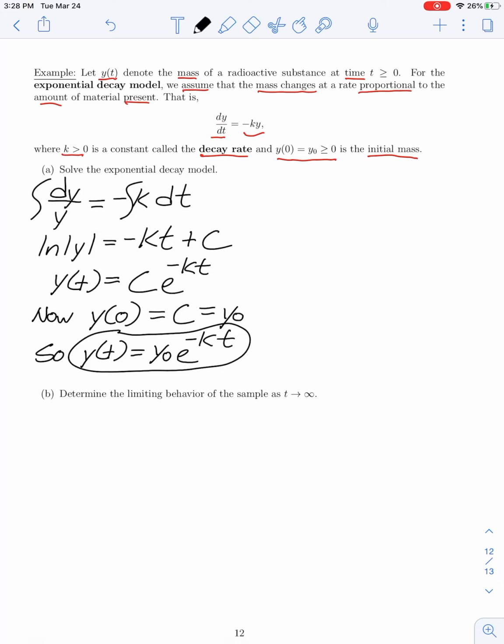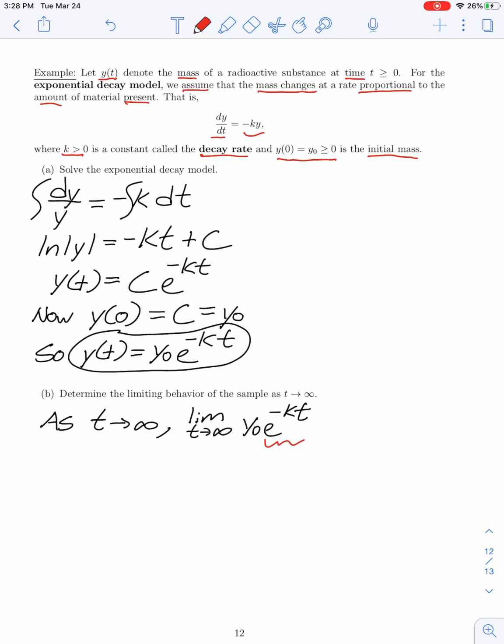So in part B, we are asked to determine the limiting behavior of our sample as time approaches infinity. So again, as time t becomes infinitely large, we're going to look at the limit of our function as t approaches infinity. And here our function was y naught times e to the negative kt.